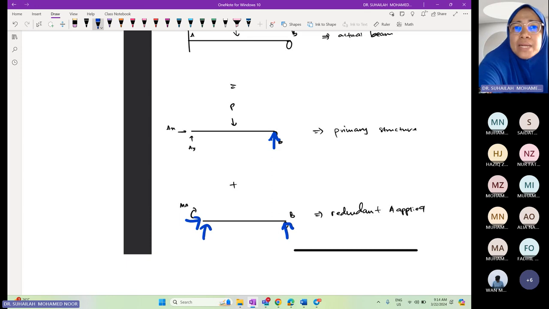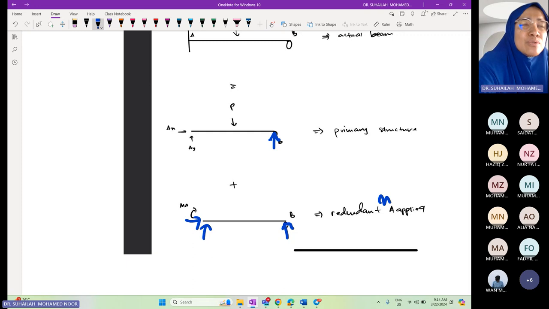Kita bukan buang redundant jadi unstable. Bila kita buang redundant dia jadi determinate beam. So you kena draw determinate beam. Primary structure is determinate beam. Redundant structure also determinate beam. Redundant MA applied. Okay. Please remember.